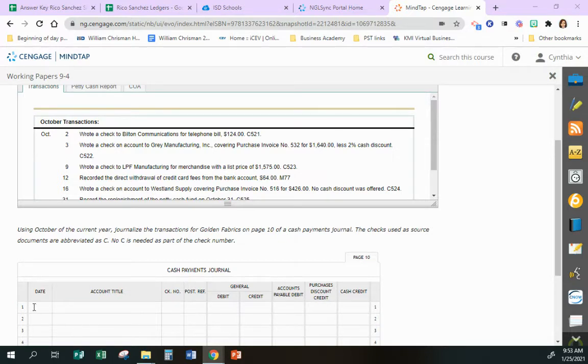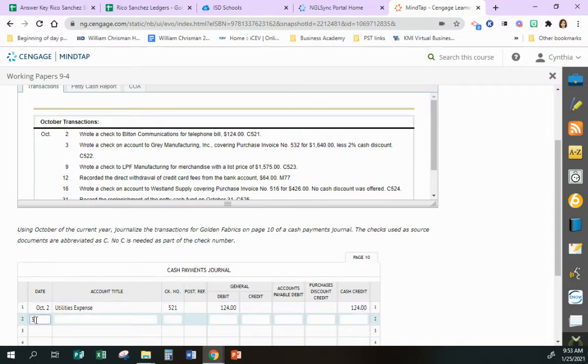So for this first transaction, we wrote a check to Bilton Communications for telephone bill. That one's going to be pretty easy. It's check number 521. Now notice it says check number, so you don't have to put that C in front of it. This is going to be a debit to utilities expense for 124 and a credit to cash for 124.